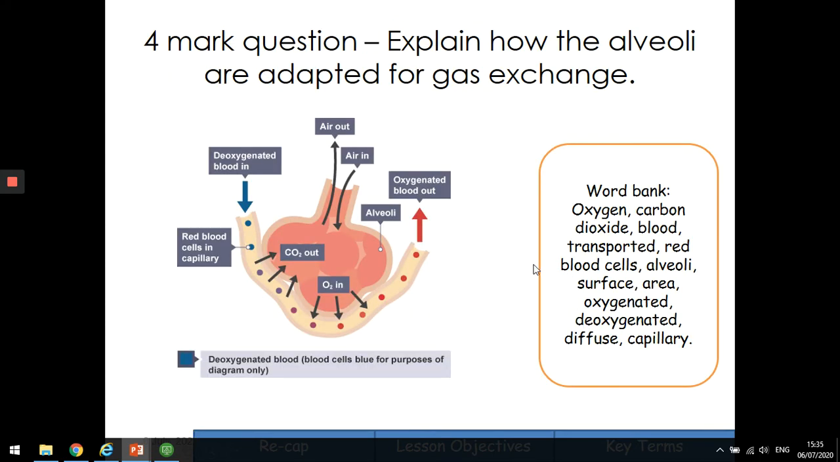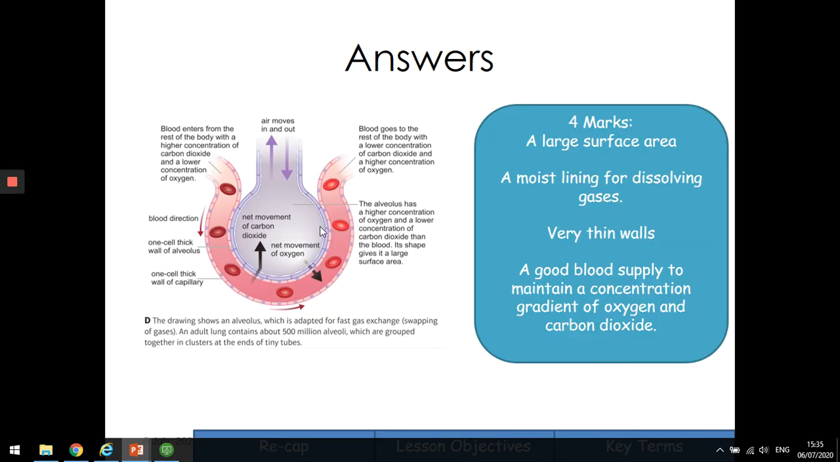So here, if you want to have a go at a GCSE question, this is a 4-mark question, and it's: explain how the alveoli are adapted for gas exchange. I've put in a word bank there to help you, and a diagram that might help prompt your thoughts. If you want to pause the video now and have a go at that. And here are the answers.